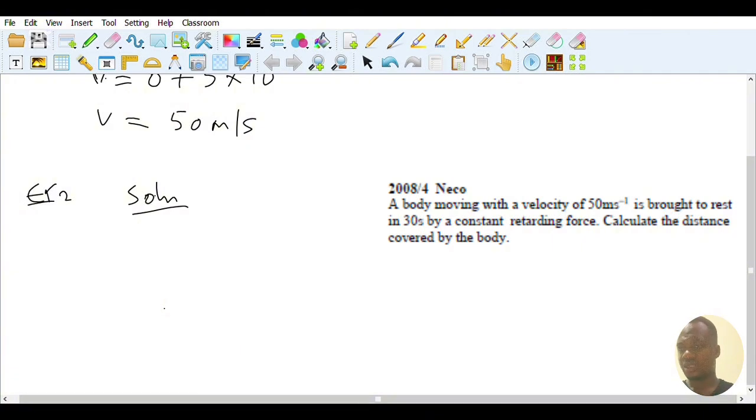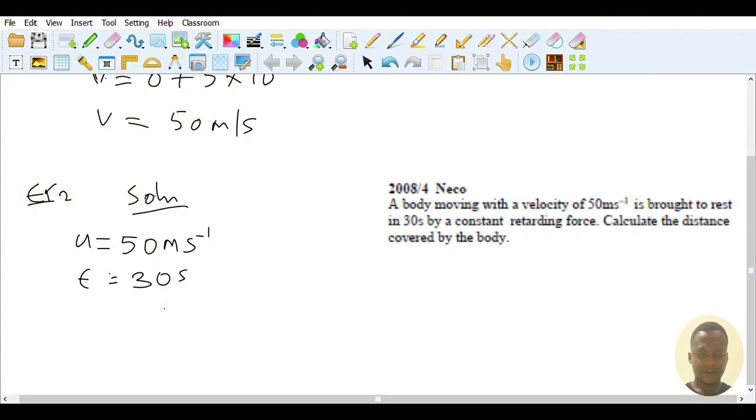The body is moving with a velocity of 50, so V is velocity, but that should be initial velocity. So U is 50 meters per second. It's brought to rest in 30 seconds, so T is 30 seconds, by a constant retarding force. Calculate the distance covered.